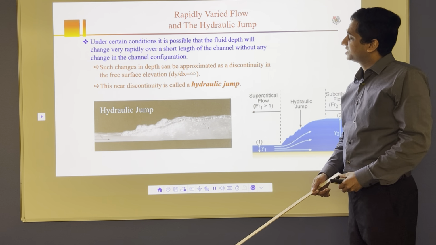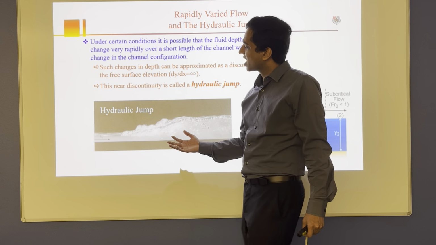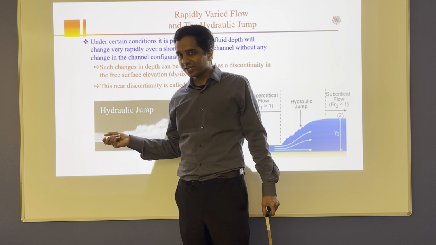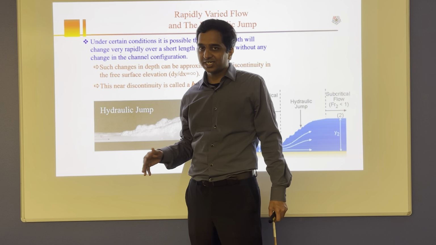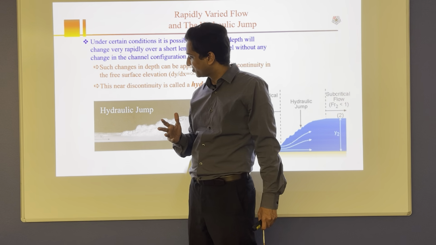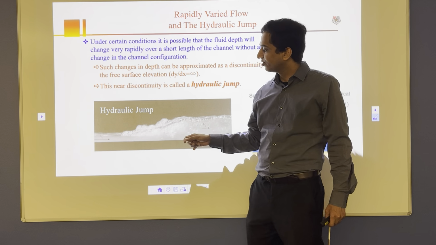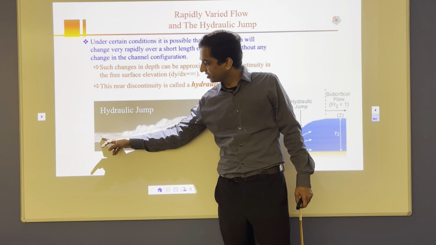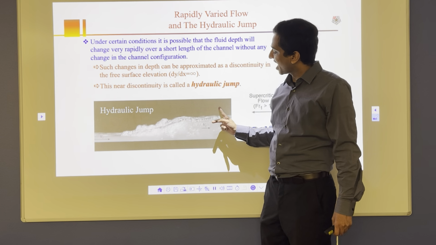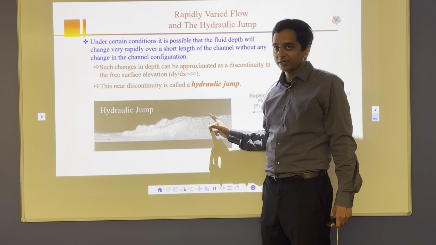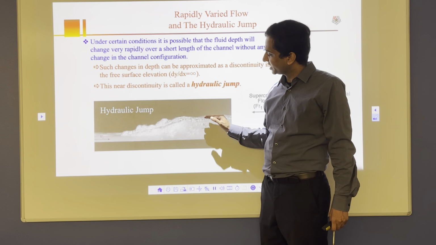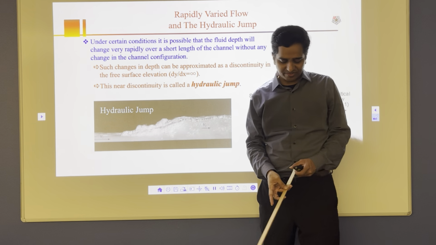Then we learn about hydraulic jump. What happens is that if you have water at very low depth and very high velocity, in that case water will try to balance itself. It means water is going to jump. Water will try to get lower velocity and higher depth. So we have supercritical water here, it's going to jump. Then we have subcritical water here. So here we have very low velocity, higher depth, and this phenomenon is known as hydraulic jump.